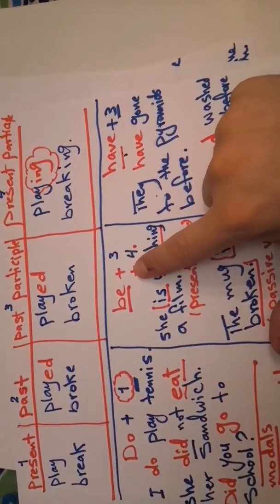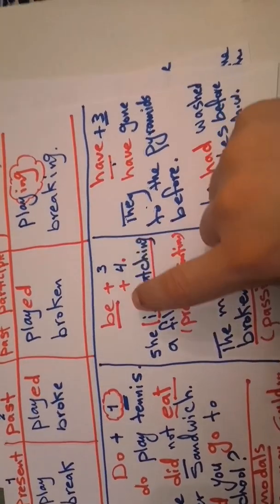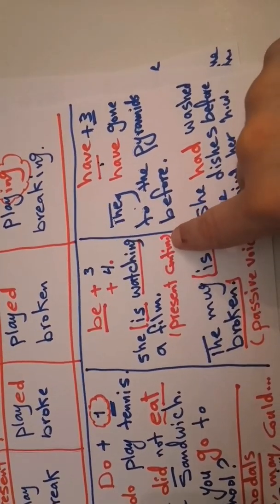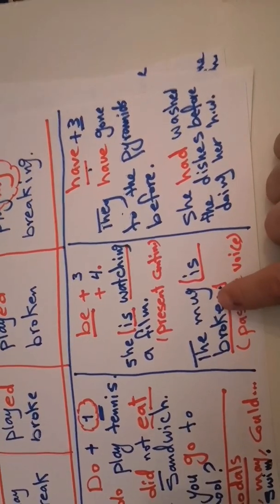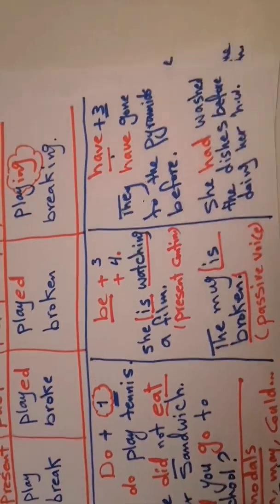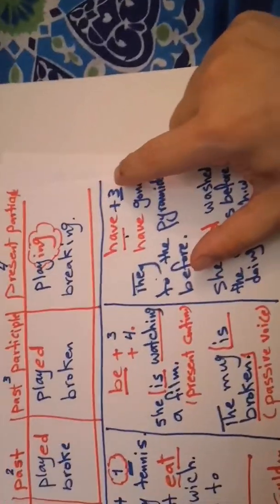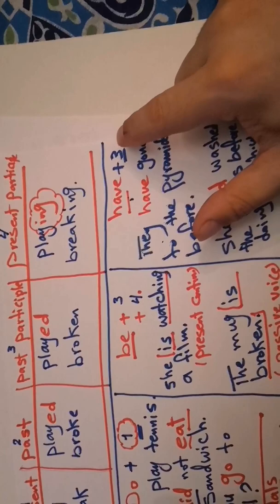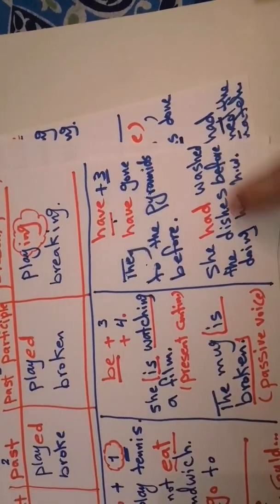Then the family of be. Verb to be is followed by either the third form or the fourth form. For example, if it is followed by the fourth form, like watching, like eating, like she's watching a film, that's the present continuous form. If it is followed by the third form, like broken, like eaten, like driven, that's what they call the passive voice. And finally, verb to have is followed by the third form. Whether it is in the past form or the present form, it's still followed by the third form. Like, they have gone to the pyramids before, or she had washed the dishes before doing her homework.